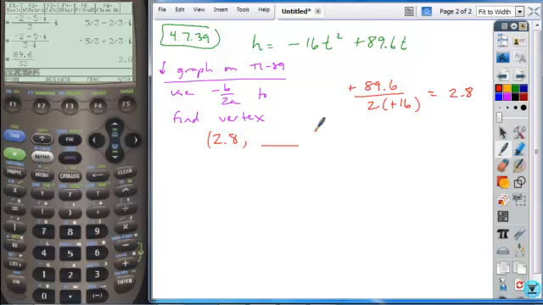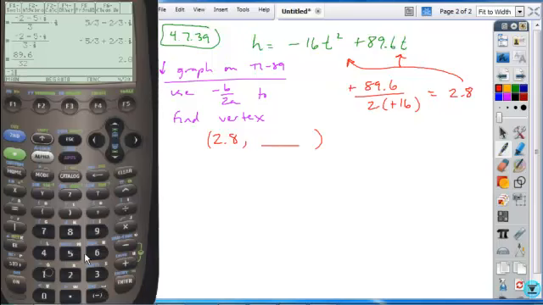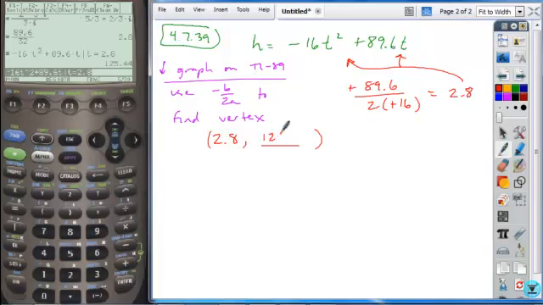Okay, to find the y-coordinate, I'm simply going to plug this in for my t's in this original function. So if I took negative 16 t squared plus 89.6 t, I'll use my with key when t is equal to 2.8. I can just highlight this, even if it happened to be something that wasn't a terminating decimal. I could just highlight it and bring it down and hit enter, and this is going to give me my 125.44, the y-coordinate of my vertex. So this is my answer.